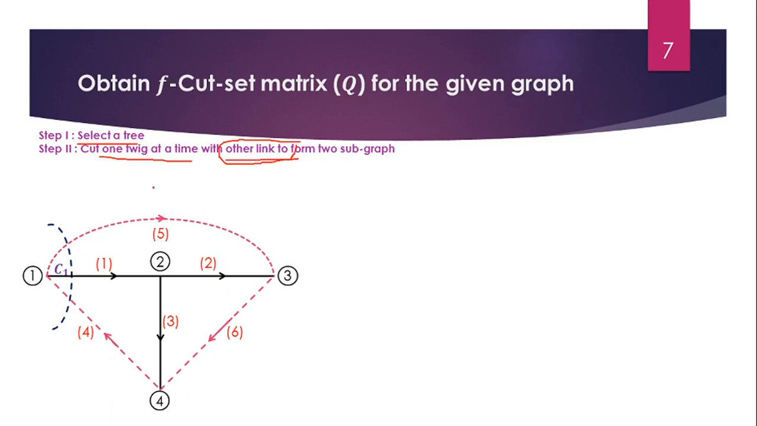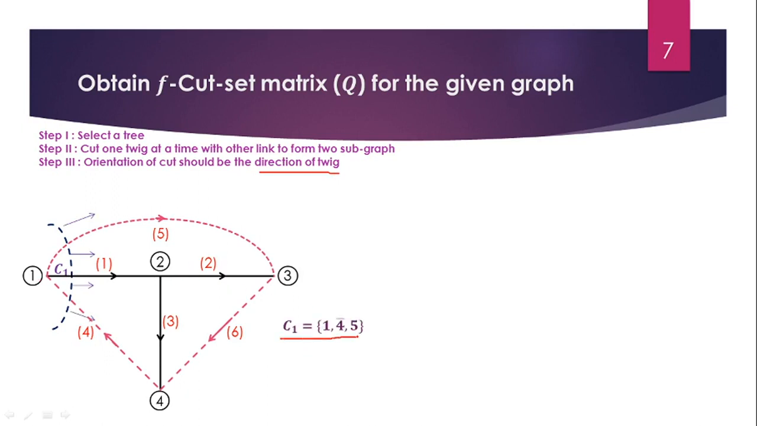Then the orientation of this C1. In the previous case for the cut set matrix, we took it arbitrarily. We assumed any orientation, either going towards the node or going away from the node. But especially for the F cut set matrix, we have to take the orientation of the twig as the orientation of the cut. So the orientation of the cut should be the direction of the twig. That's why we have taken it as away from node 1.